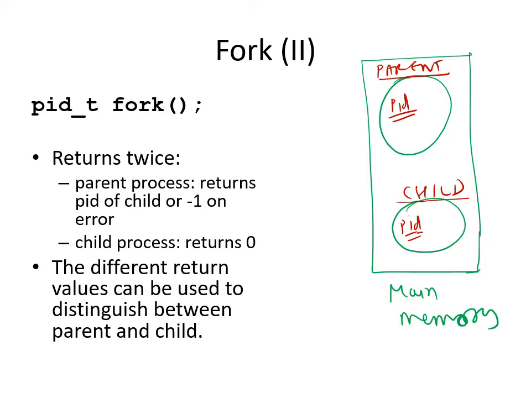So for the sake of this example, let's assume that the parent process has a process ID of 100 and the child process has a process ID of 200, right? So these are process IDs.